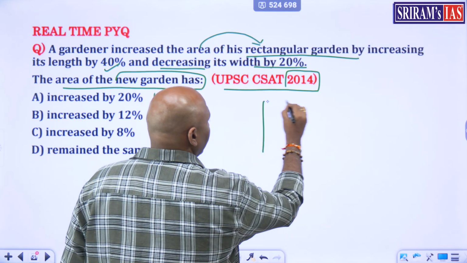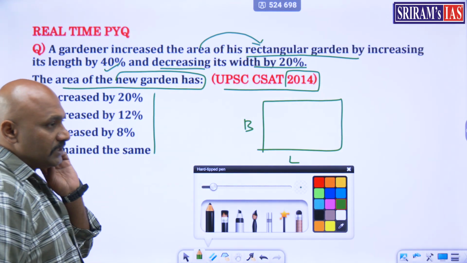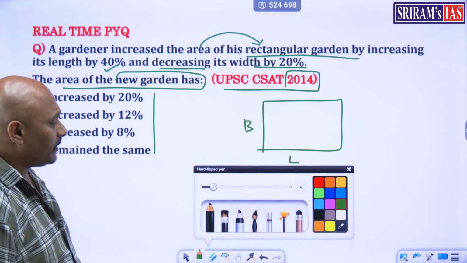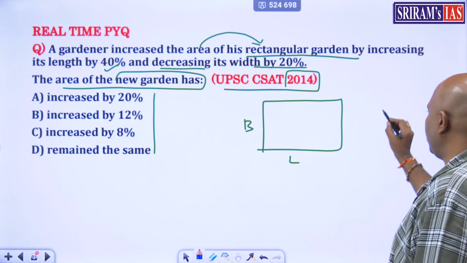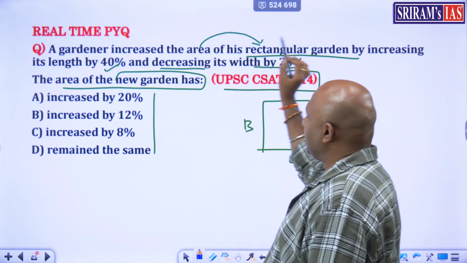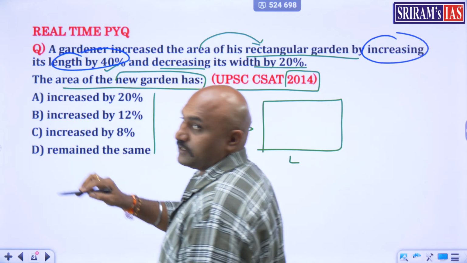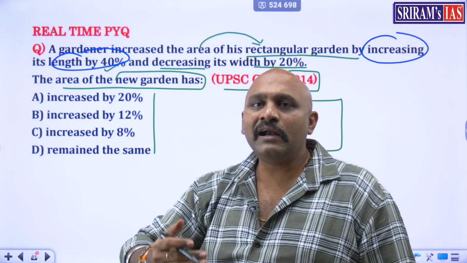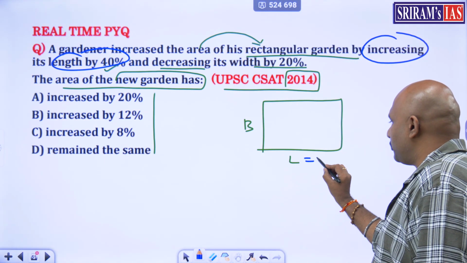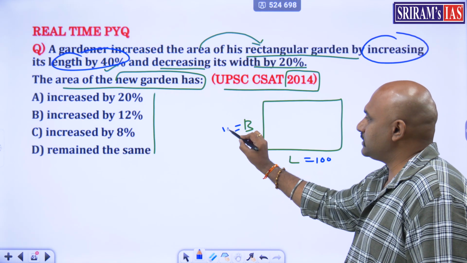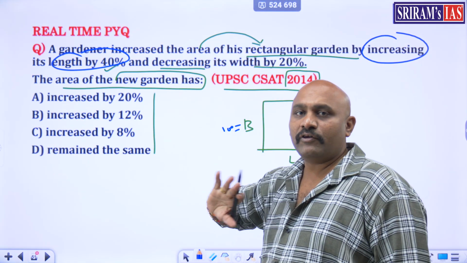It is a rectangular garden, therefore it will have a length and a breadth. This is the current situation. Now the new garden which is created has increased the area by increasing the length by 40%. 40% means 100 is becoming 140, as simple as this. Therefore, I will take the length and breadth both to be 100 for now because there is no particular value given in the question. So happily we can take 100. Therefore, I will take both of them to be 100.